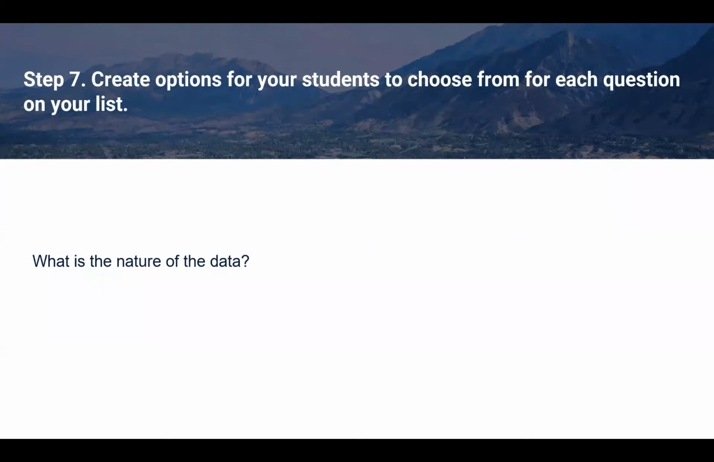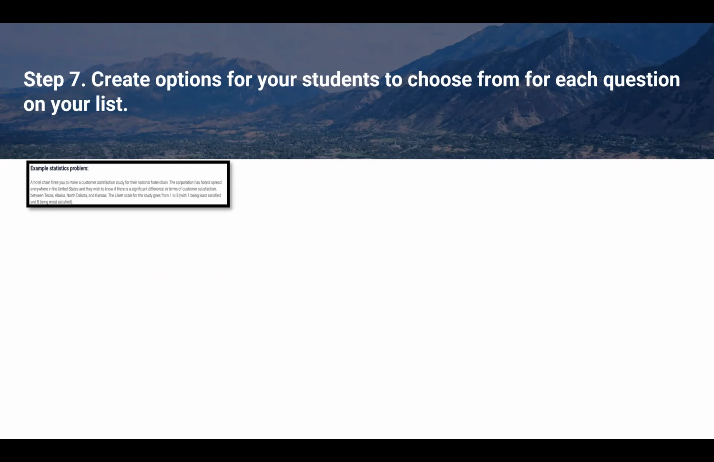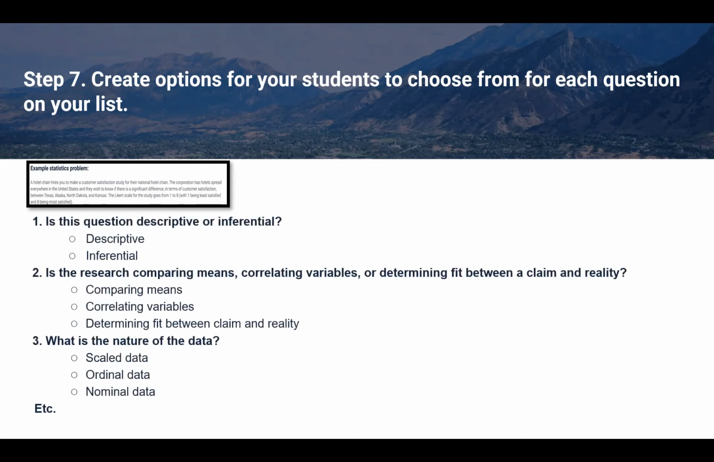The options are not listed in this question. There are three types of data we want our students to consider: scaled, ordinal, and nominal data. So these will be our options. Here is an example of what a list of questions with their options might look like. Note, most of your questions will have options that look like these.